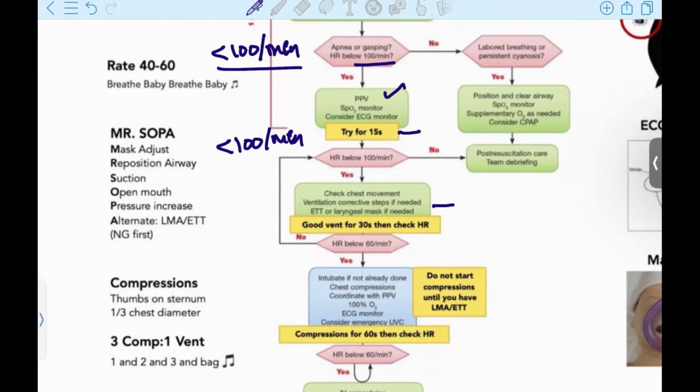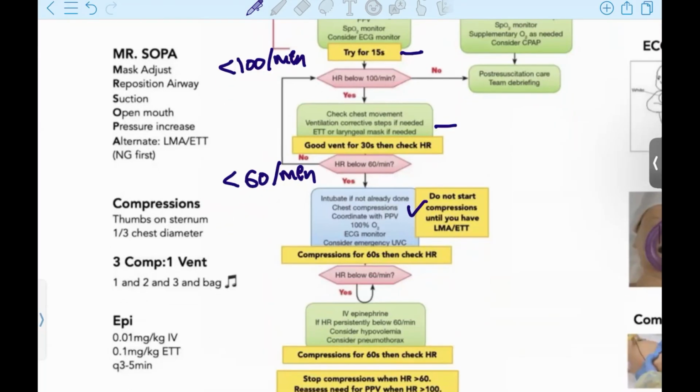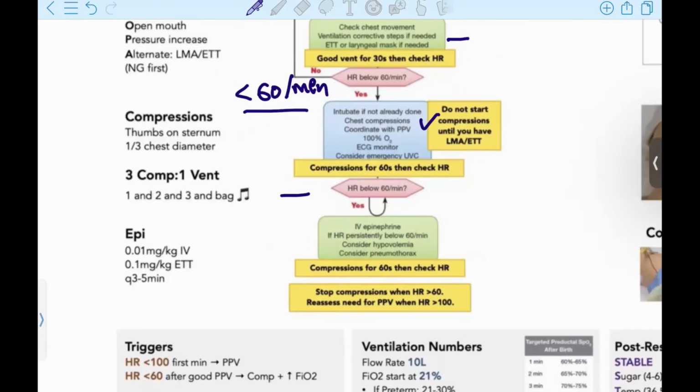That can be done. And after that, if the heart rate is decreasing instead of improving, then you have to start chest compressions simultaneously with positive pressure ventilation. If it is less than 60 beats per minute, start chest compressions of the baby, and again check after 1 minute. If it is still less than 60, now you have to go for inotrope management. And where is this given? Through the umbilical cord, you have to give the inotropes.